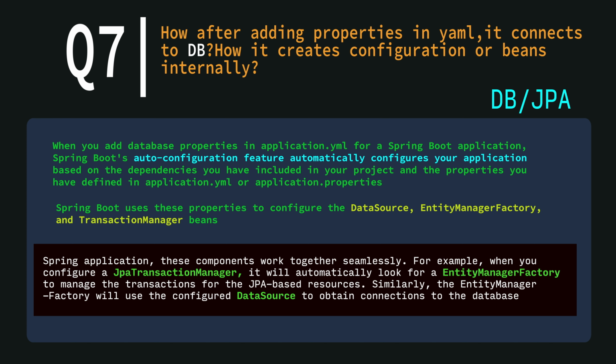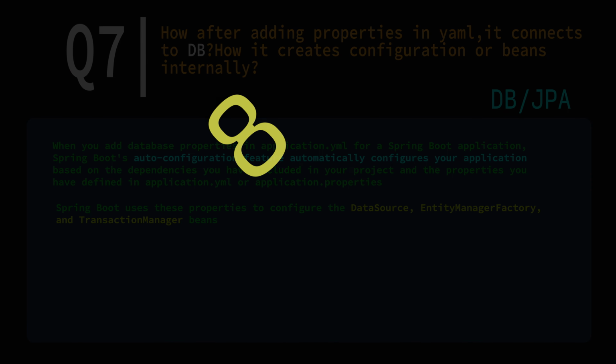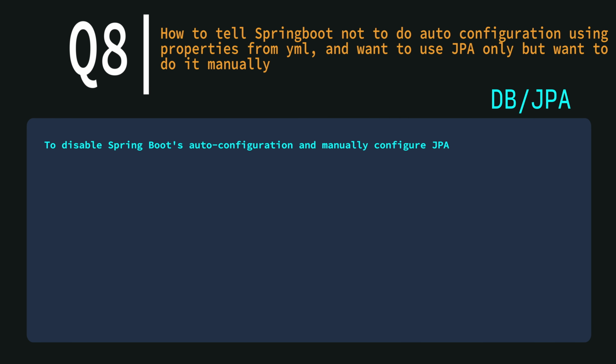Now let's move to the next question. Again, this question is a follow-up question. How to tell Spring Boot not to do auto configuration using properties from YAML, and to use JPA only but configure them manually, okay? Previously, what you were doing is just enabling JPA and providing the properties to connect to the database through the data source, right? And the data source was automatically getting created and connecting to the database. But here we want to avoid that, and we need to make our own data source and connect it to the DB, okay?